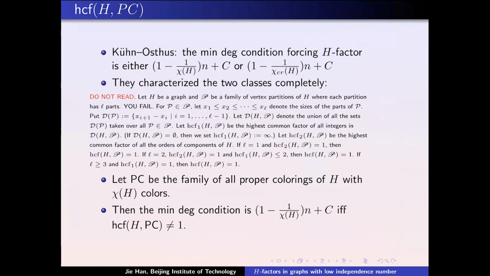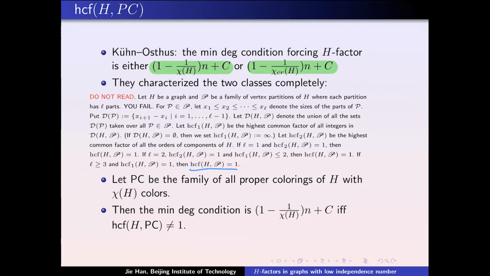Okay, so more concretely, their result actually has only 2 terms, and they called it a dichotomy because it's either 1 minus 1 over chi of H or 1 minus 1 over the critical chromatic number, chi CR of H. And they also characterized these 2 cases completely. I don't mean to ask you to read this whole paragraph, but it's just a way of defining this parameter HCF. And what I will tell you is we want to follow exactly their way of defining this HCF, because we could actually lift out this common structure as a function.